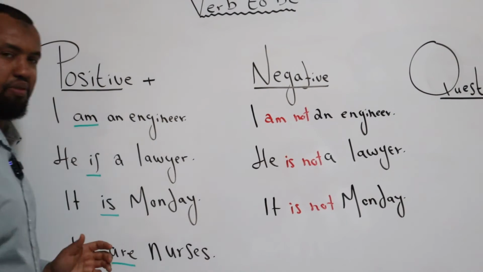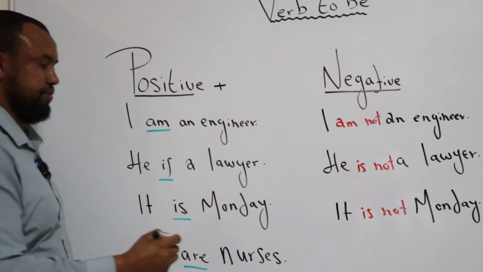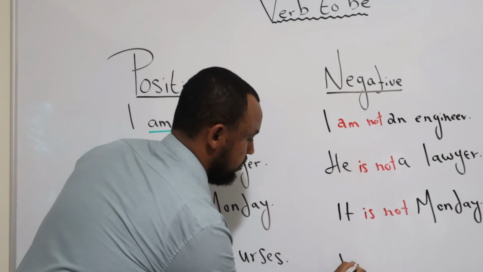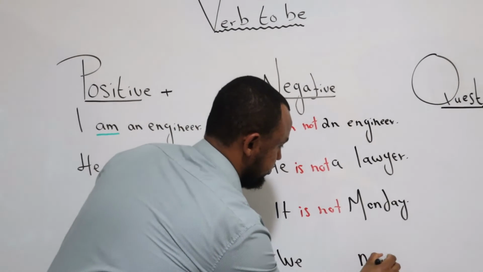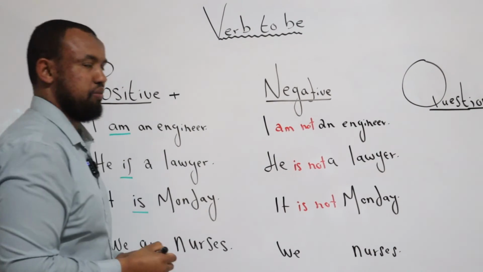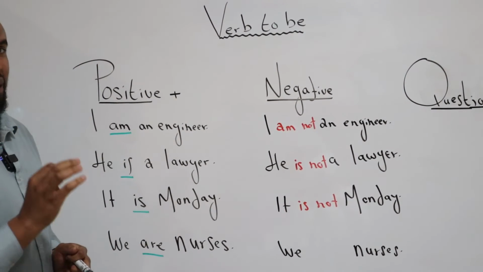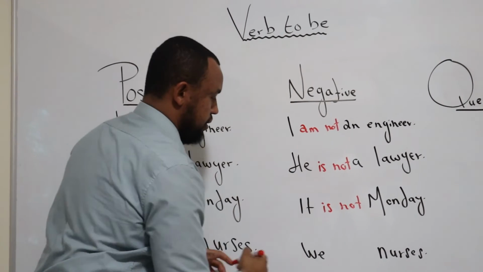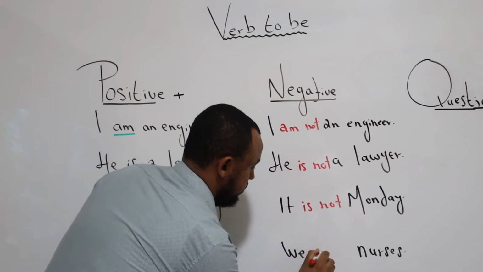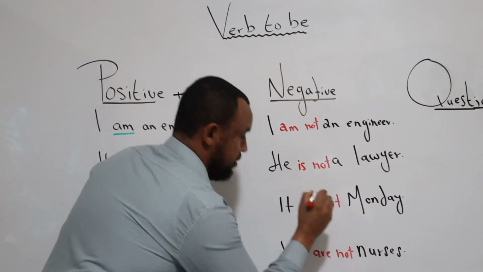What is the negative for we are nurses? So, we, nurses. Okay. So, the negative will be we are not nurses. Okay. We are not nurses.